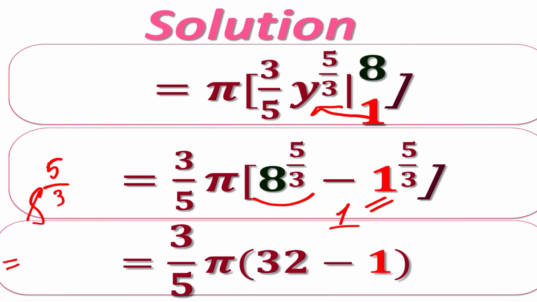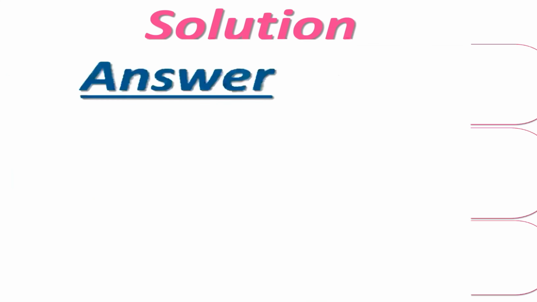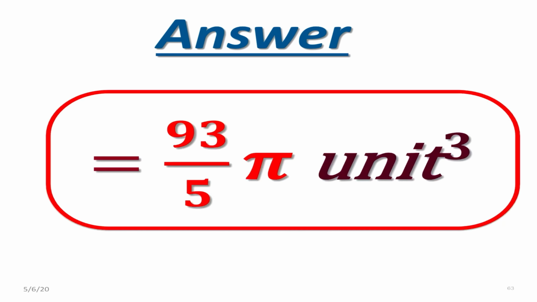So we need to evaluate also 8 to the 5/3, which is the cube root of 8 raised to the 5th power. So we need to use these algebra skills to deal with these fractional powers. So it's going to be 2 to the 5th or 32. So your final answer becomes 93/5 pi unit cubed. So that's the required volume.